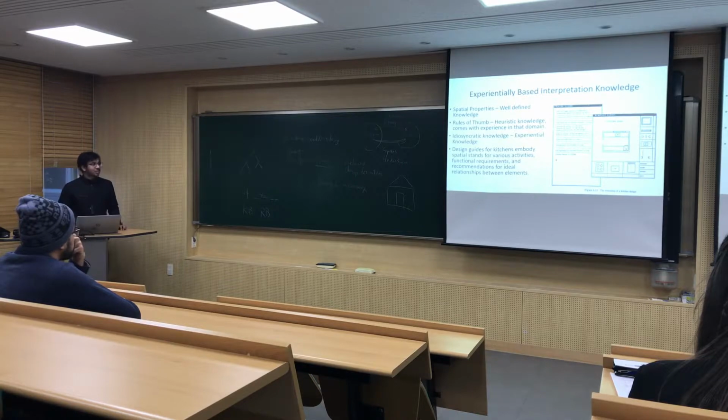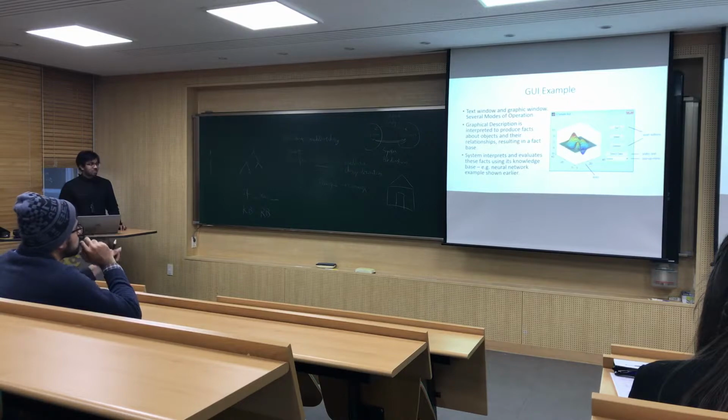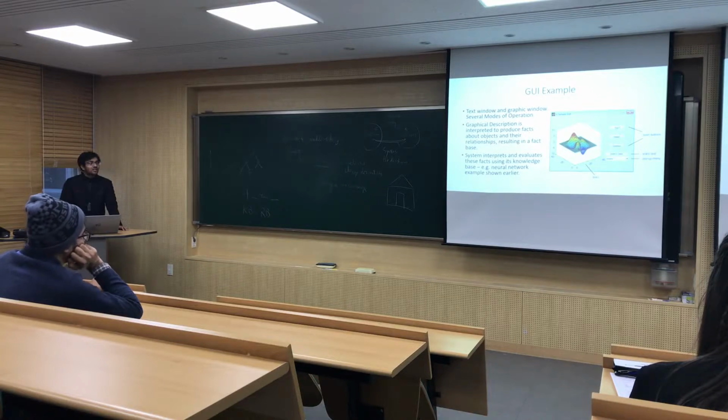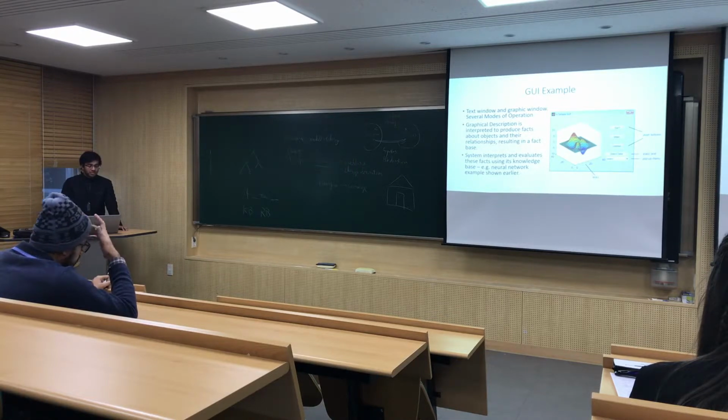The figure on the right shows an example of that. Now, a GUI, or graphical user interface, acts as a mode of communication between the software and the human user. It consists of text or graphic windows with several modes of operation. Graphical descriptions are interpreted to produce facts about the objects and their relationships, resulting in a fact base, that is, a collection of facts and rules.